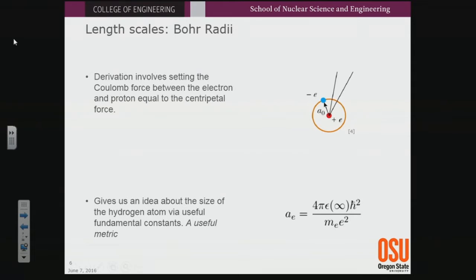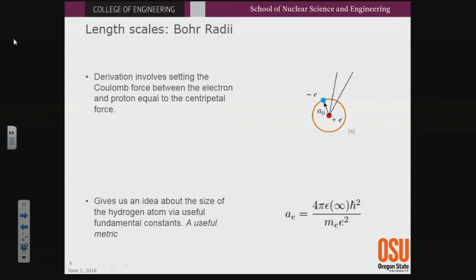So when can we apply that model? I need to talk a little bit about the Bohr radii. I'm not going to completely bore you with the derivation, but it essentially involves setting the Coulomb force between the electron and the proton equal to the centripetal force. This was modeling the hydrogen atom, which has a very rich history. The electron orbits the proton like a planetary body. Ultimately what we get is the Bohr radius, and it gives us an idea of the size of the hydrogen atom via these useful fundamental constants.